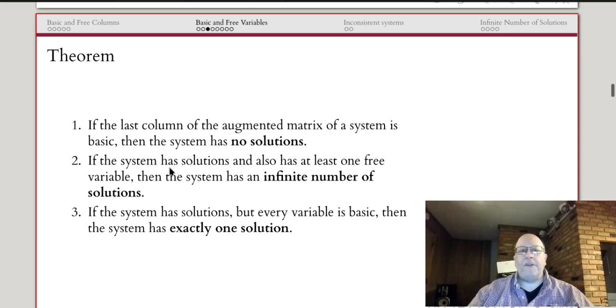If the system has a solution and at least one free variable, that freeness of the variable is what enables the system to have an infinite number of solutions. But if the system has solutions and every variable is basic, then there's only one solution to the system. There's no freedom in the system, and therefore we only have one solution.